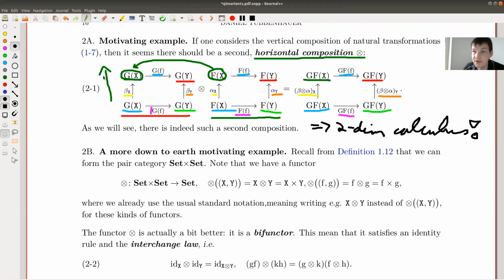Remember that we have vertical composition, kind of God-given. But let's really get started slowly. There will be some very scary looking definitions soon, so let's try to motivate them. And this is probably how people start. I'm not 100% sure, of course.